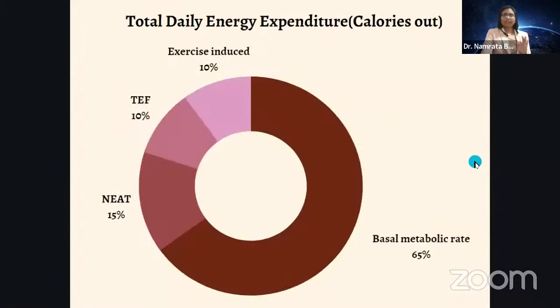Let's first just understand this, and I'm sure all of us know this because we all are medicos. Total daily energy expenditure is what calories you are expending, or how much you are spending in one day. So basically around 65%, these will be in a range. It's not like 65, it could be 65, 70, for someone 60, for someone 80. So the major chunk is your basal metabolic rate.